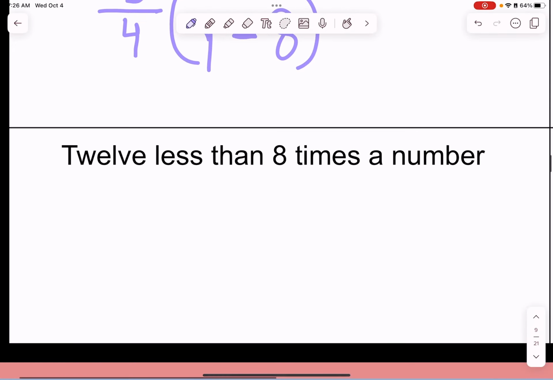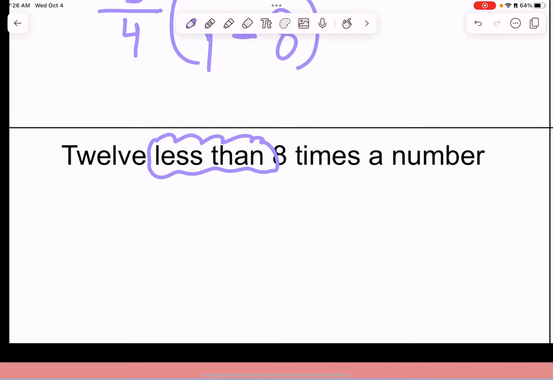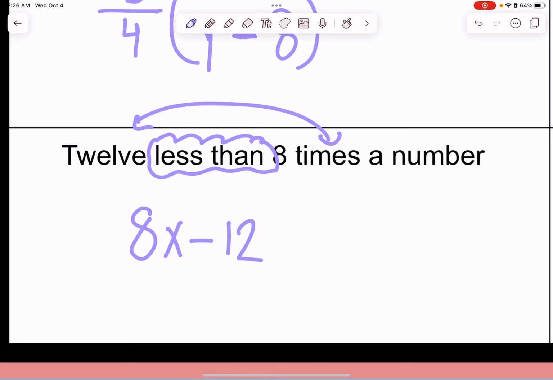All right, let's look at this one. 12 less than. Important word. Remember, less than, you switch the order. Less than 8 times the number, so 8x minus 12. We need to get good at these.